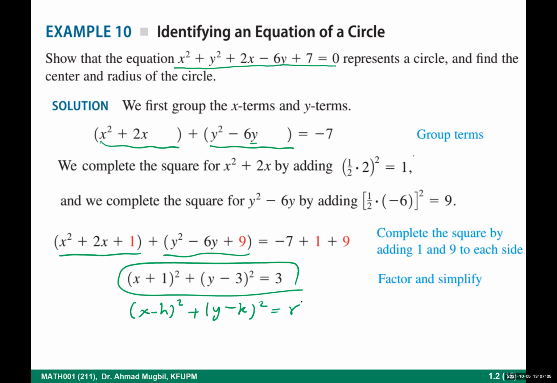If you compare it with the standard form, you can easily realize that h is -1, k is 3, and r is the square root of 3, because what is there is r squared.